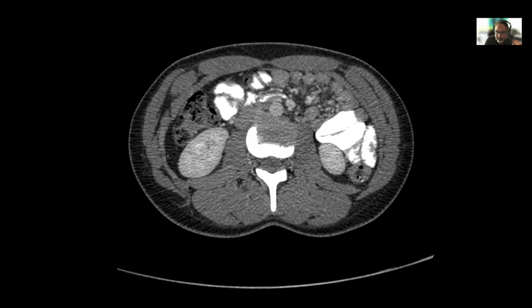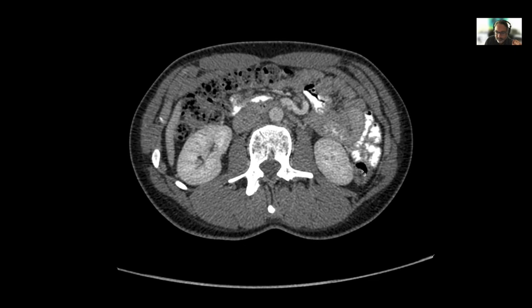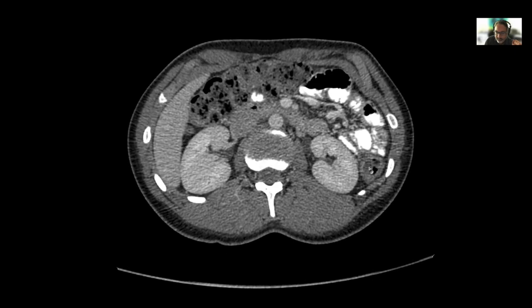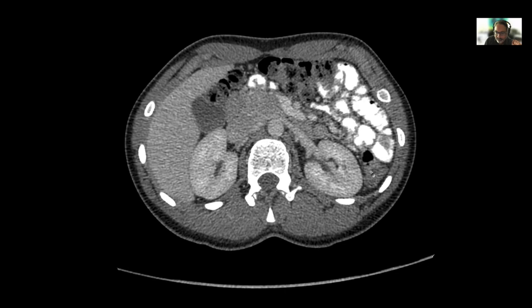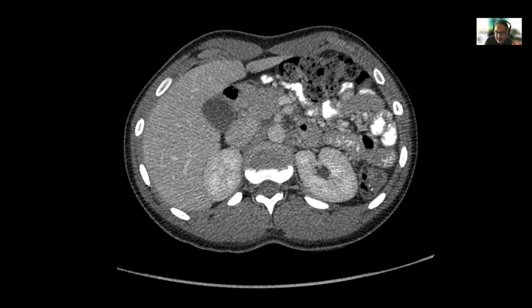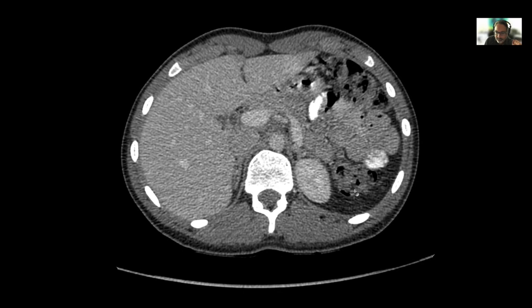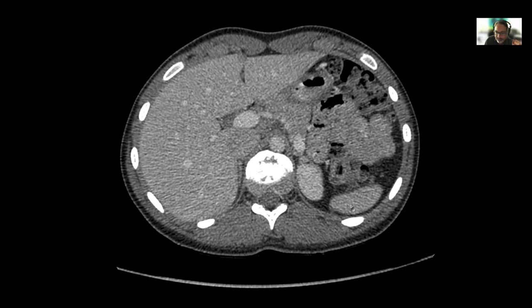So let's just follow the descending colon. Here's the kidney, the left kidney showing up. Now we keep following the descending colon all the way up to the spleen. We keep following it up, and here you see the spleen is showing up now. So here's the spleen, here's the kidney.